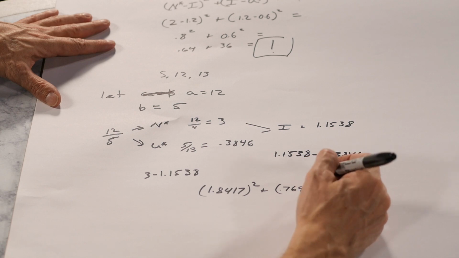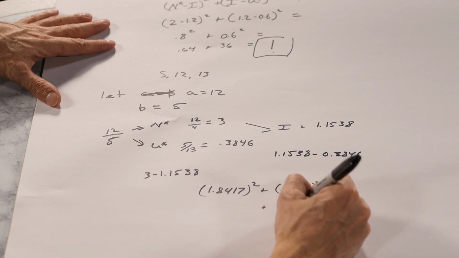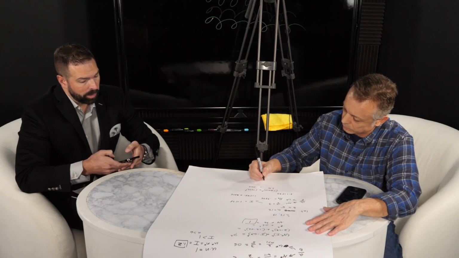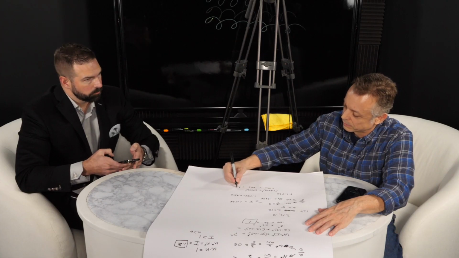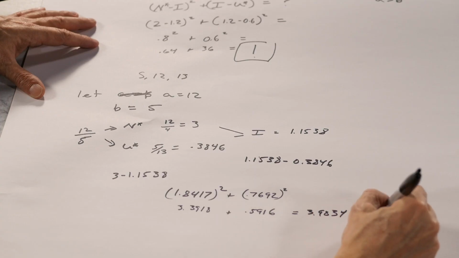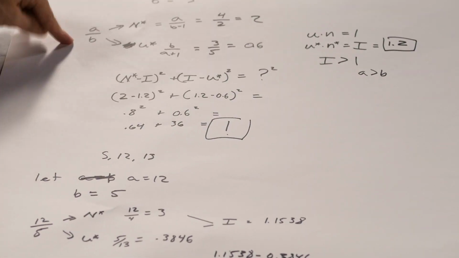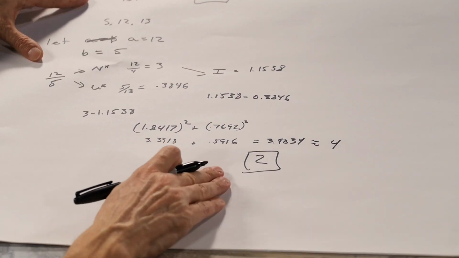Okay, so what's 0.7692 squared? 0.5916. Correct. And then what's 1.8462 squared? 3.4083. Okay, so what's 3.4083 plus 0.5916? 3.9999, which obviously is approximately 4. Correct. Which, if we square root that, gives us 2. So as the first set of Pythagorean triples gave us 1, the second set gave us 2.